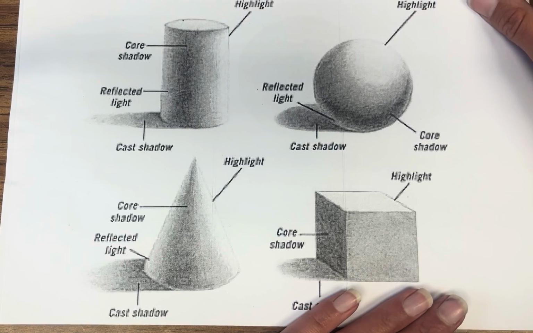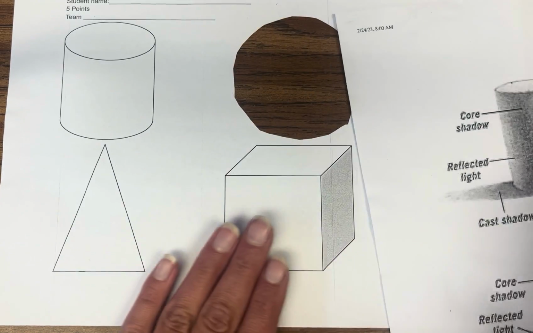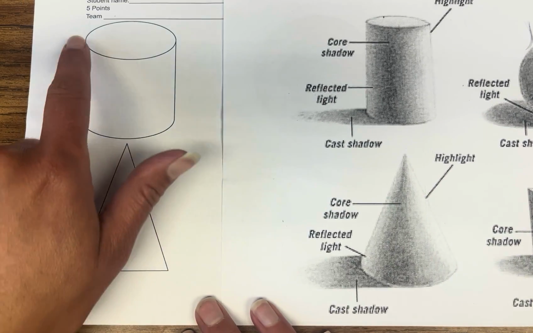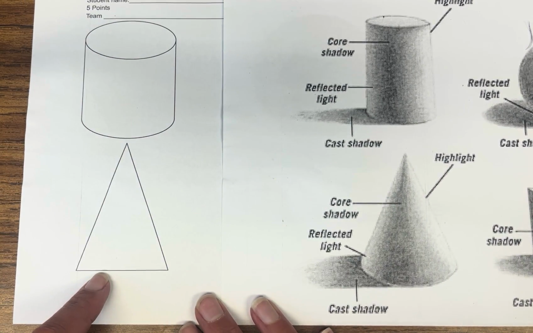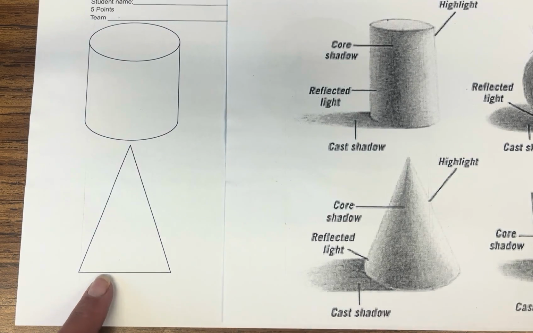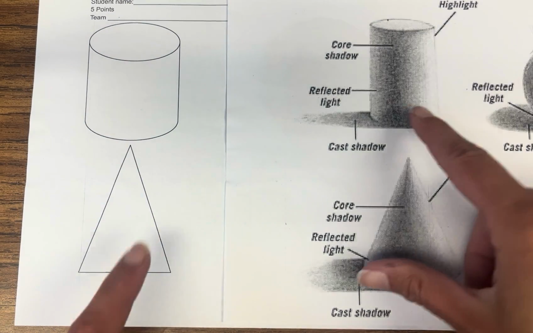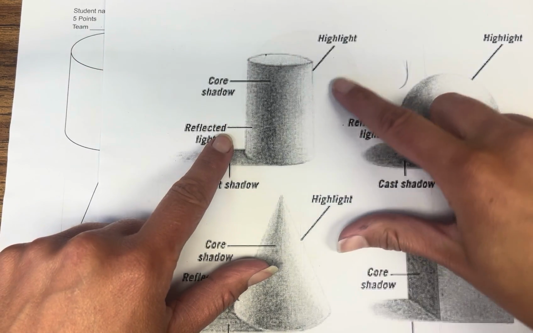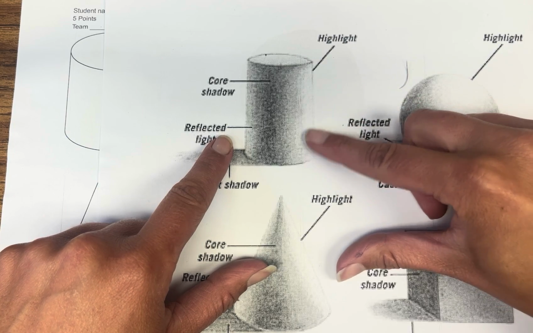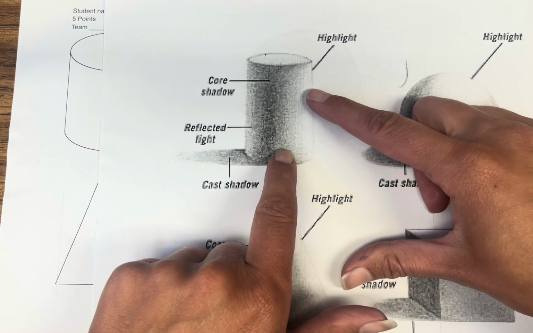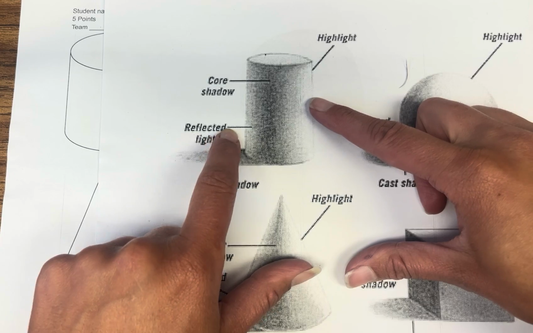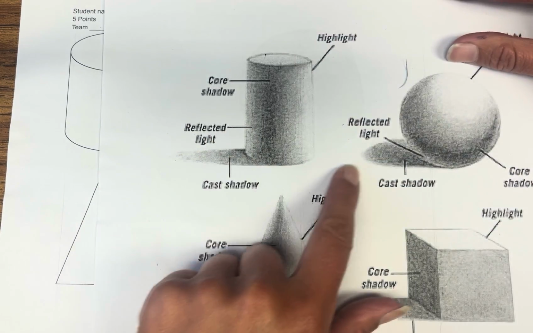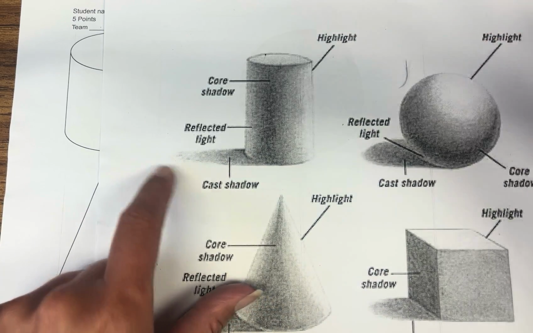So for this journal entry, you are going to be given a set of papers that look like this. You should have the 4 basic forms shaded, and then you should have empty or blank forms, okay? So the first task with this journal is that you are going to practice shading them so that they match our example on this worksheet, okay? Whenever we are shading, we have the highlight, or the space where the light touches, the core shadow, or the darkest shadow, the place that's reflecting light, and then we have a cast shadow, which is usually going to be on the surface where the object is sitting, okay?